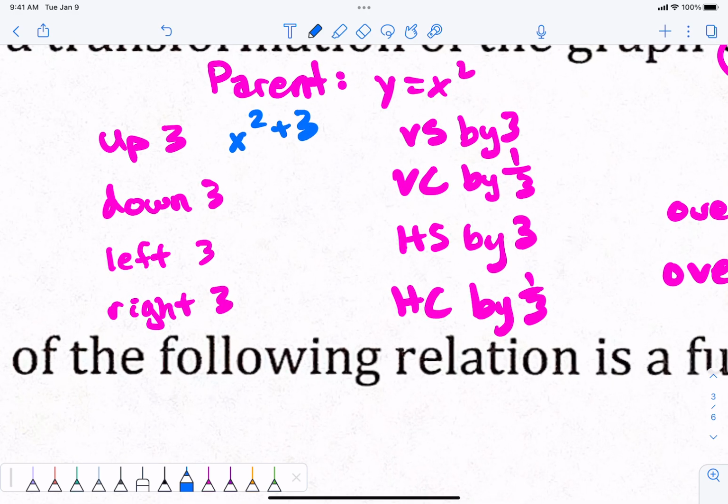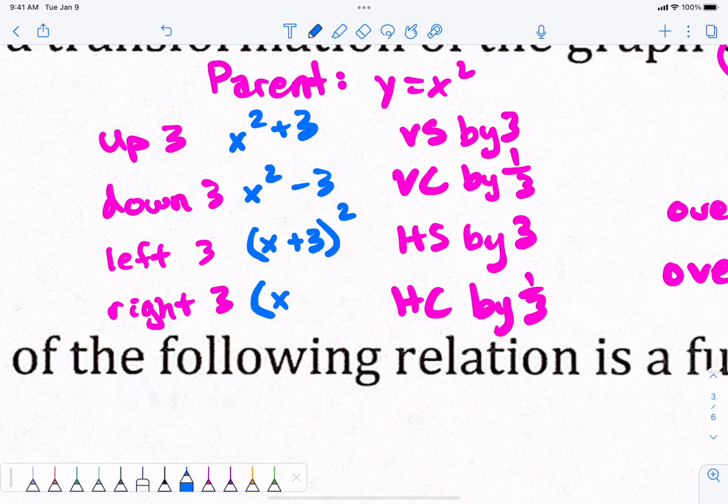X squared plus 3. Up 3 will be x squared plus 3. What about if you go down 3? X squared minus 3. What if you go left 3? X plus 3 squared. It's inside of the parentheses. What if you go to the right 3? X minus 3 squared.